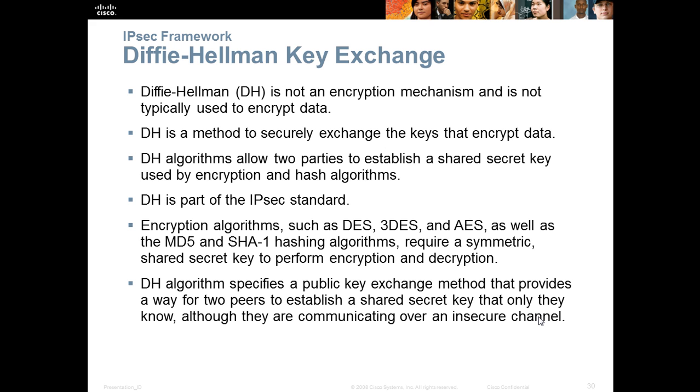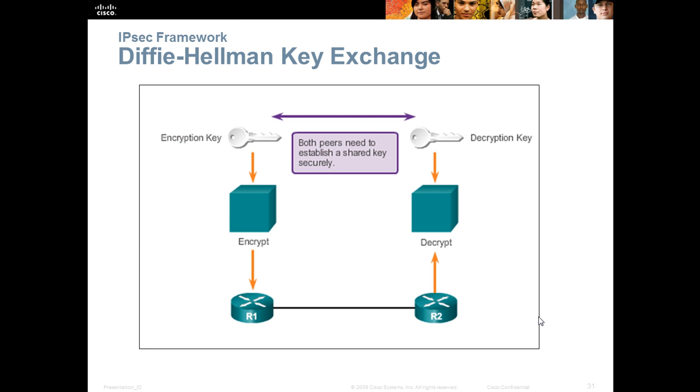Encryption algorithms such as DES, 3DES, and AES, as well as the MD5 and Secure Hash Algorithm 1 hashing algorithms, require a symmetric shared secret key to perform encryption and decryption. The Diffie-Hellman algorithm specifies a public key exchange method that provides a way for two peers to establish a shared secret key that only they know, although they are communicating over an insecure channel. This example shows how the Diffie-Hellman key exchange took place between a sender and receiver.